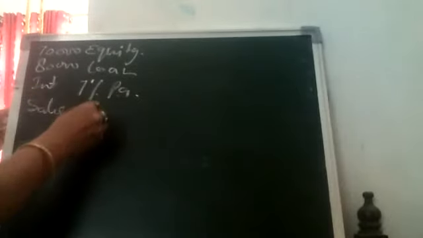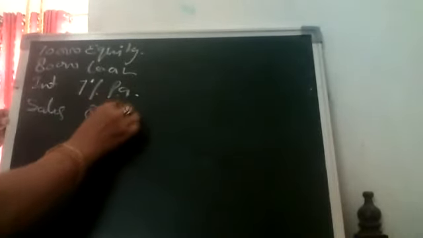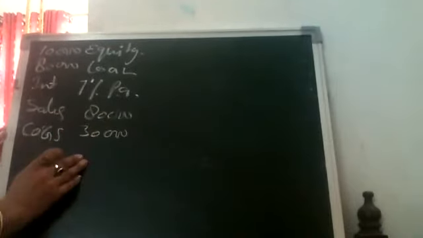It is given. Next one is sales revenue per month. That means sales. See, sales is given per month. That is 80,000. Okay. Next one is cost of goods sold, given as 30,000. These are the variable expenses.